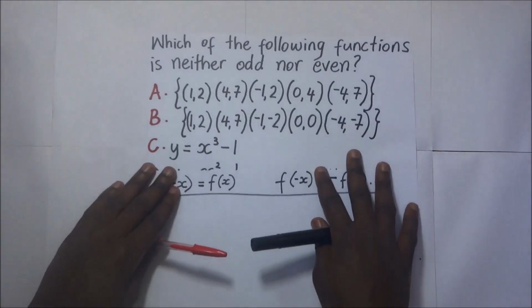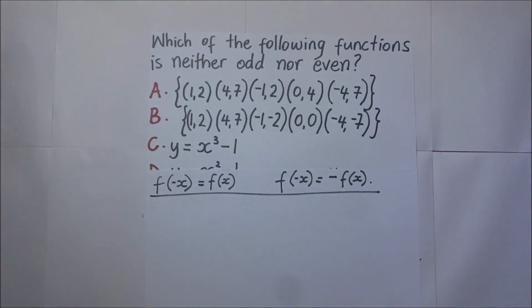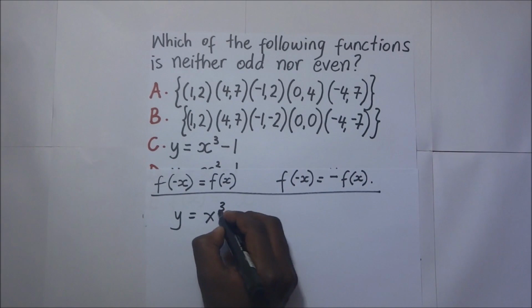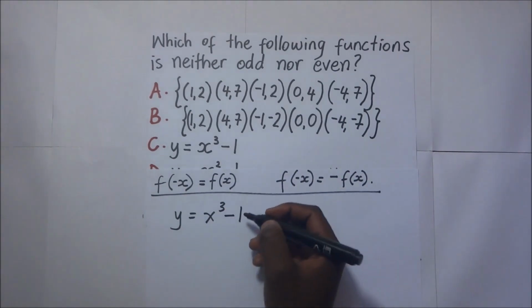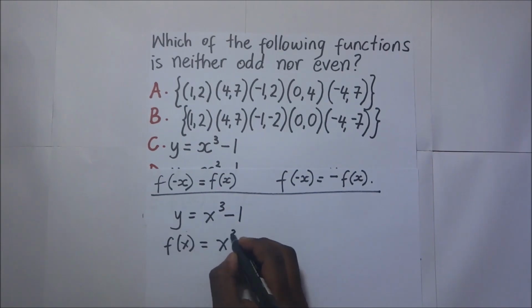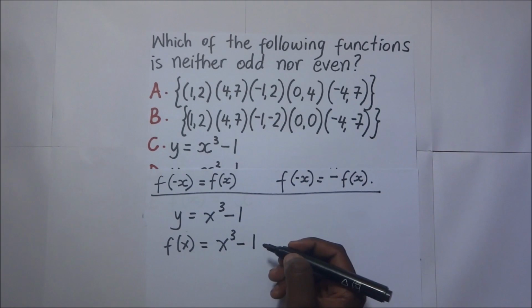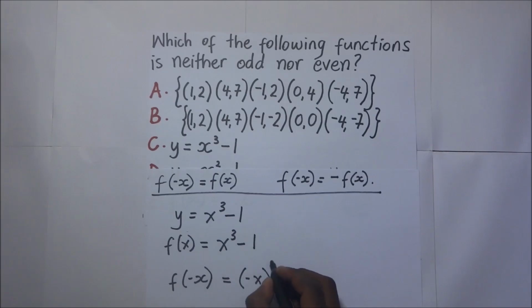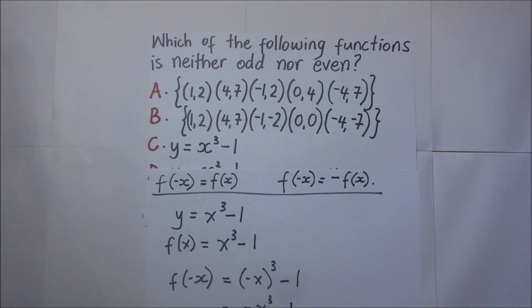Let's go to C. If you look at C, we have y is equal to x to the power 3 minus 1. Let's call this f of x. F of x is going to be equal to x to the power 3 minus 1. Now let's plug in a negative x here. So f of negative x, what is it going to give us? F of negative x is going to give us negative x to the power 3 minus 1.